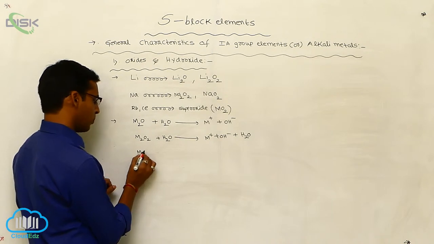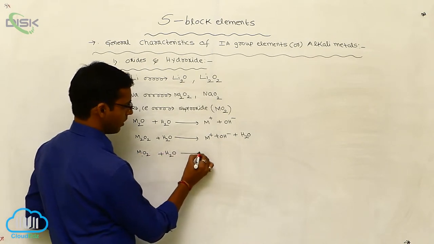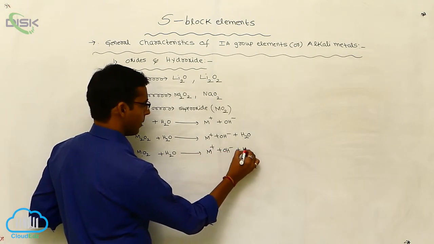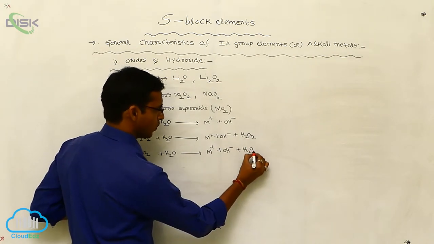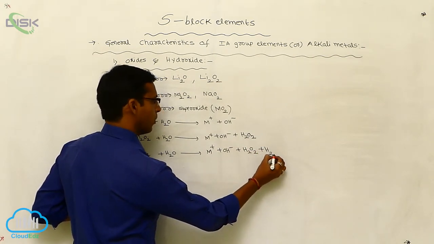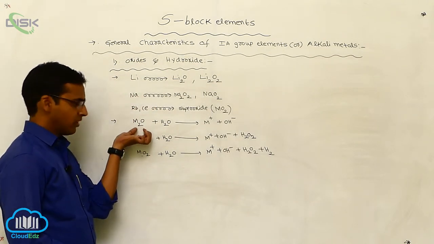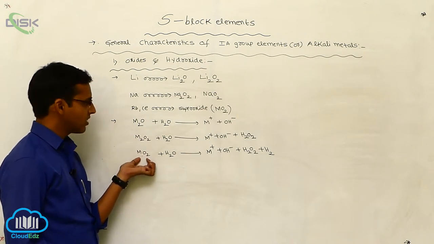Next, superoxide MO2 dissolves in water and gives M plus OH minus plus H2O2 plus H2. So what happened? See here, this is your oxide, this is peroxide, and the last one is superoxide.